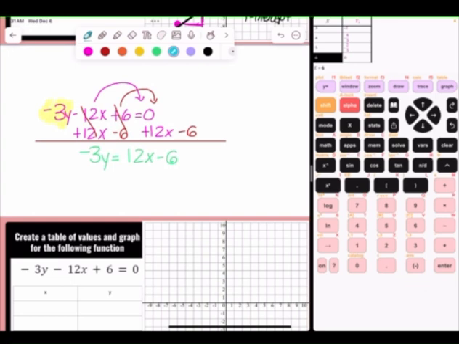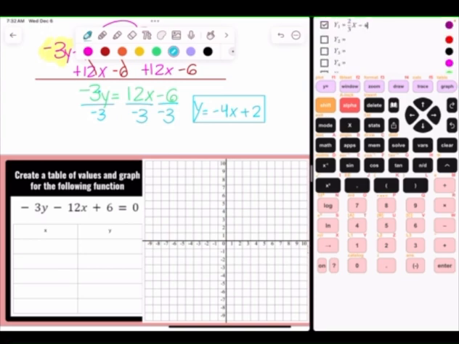And now, let's get rid of that negative 3. That negative 3 is being multiplied by y, so to get rid of it, we would divide by negative 3. So we would have y equals 12 divided by negative 3 is negative 4x, and negative 6 divided by negative 3 is positive 2. And this is the new equation that we will type into our calculator to graph. So let's type that in now. Negative 4x plus 2, enter.